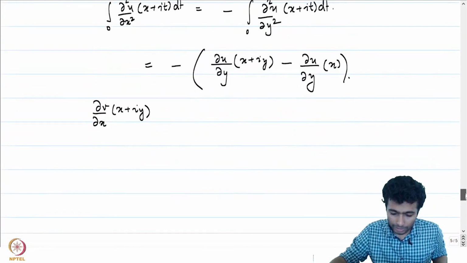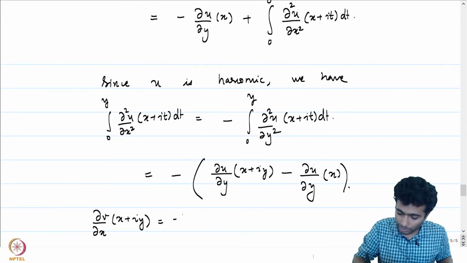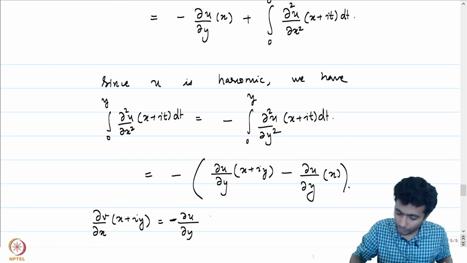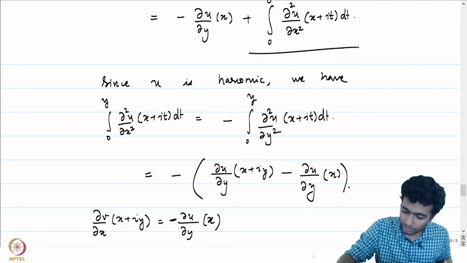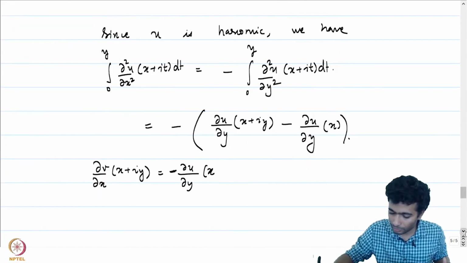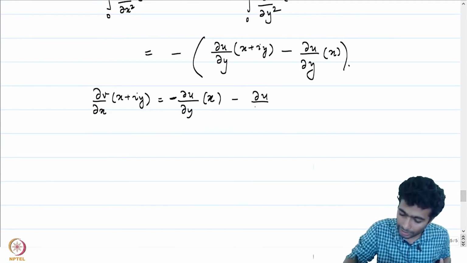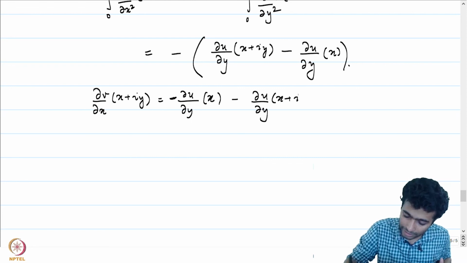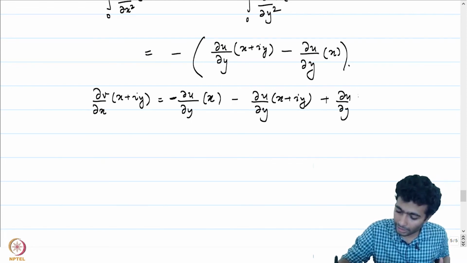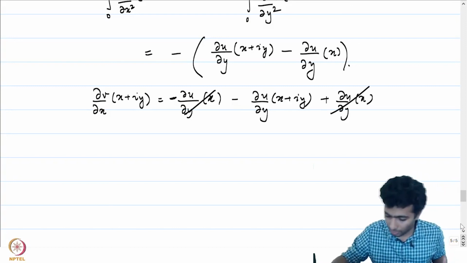So ∂v/∂x of x plus iy will be now this particular term. This is equal to minus of ∂u/∂y of x plus this term, which is now equal to this term. Let's write that down, which is equal to minus of ∂u/∂y at x plus iy plus ∂u/∂y at x, and these cancel off, and we are ending up with the second Cauchy-Riemann equation.